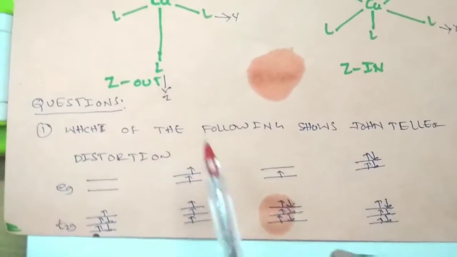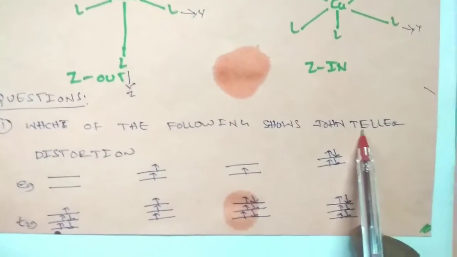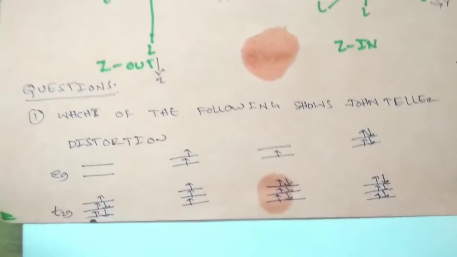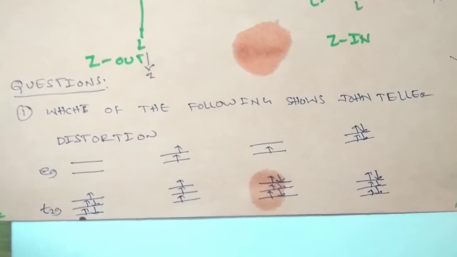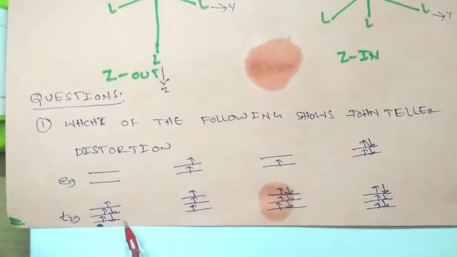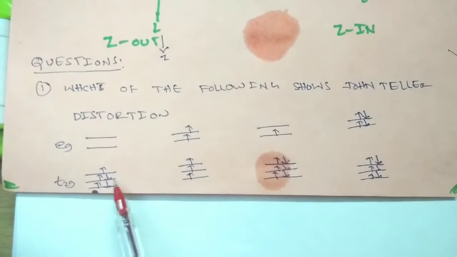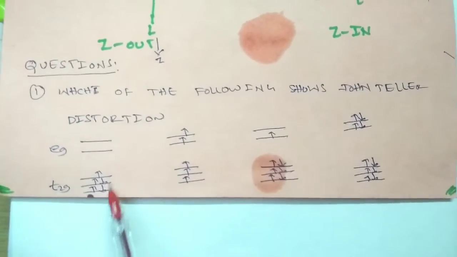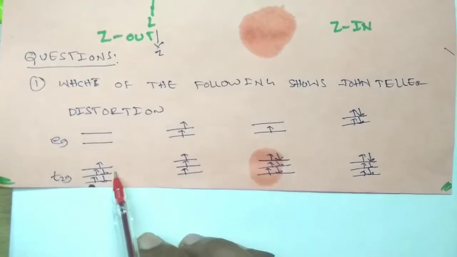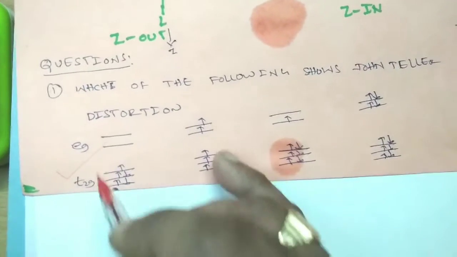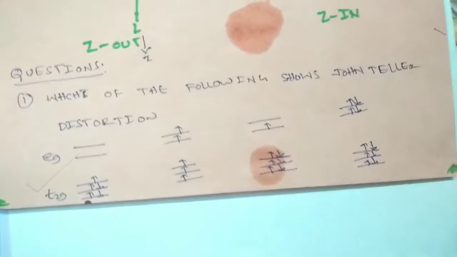So question number 1, which of the following shows Jahn-Teller distortion? Already we discussed asymmetric arrangement of electrons only causes Jahn-Teller distortion. So here it is C. Is it symmetric or asymmetric? See, two orbitals are filled equally with two electrons, but the third orbital is filled with a single electron. So therefore this is asymmetric arrangement. Therefore it will show Jahn-Teller distortion.